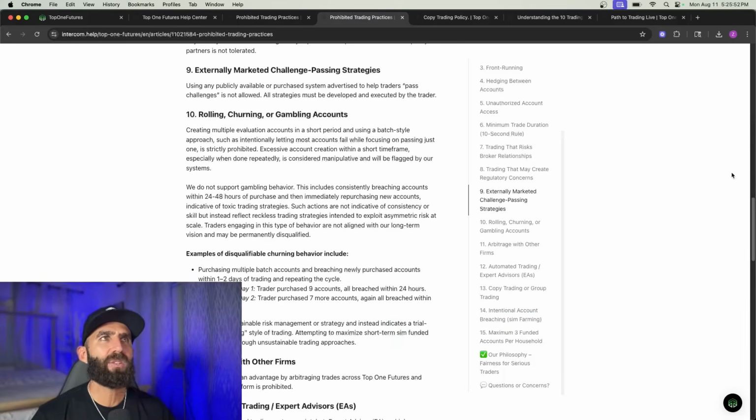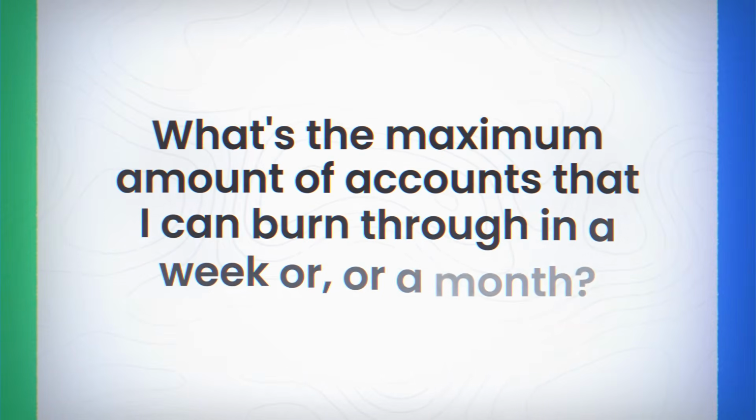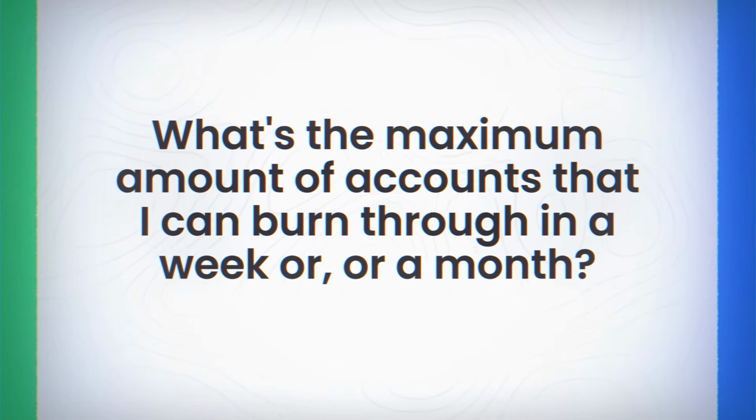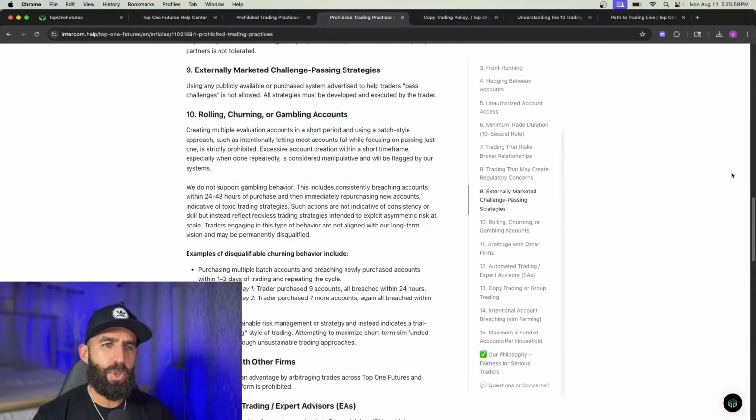If you have to ask what's the maximum amount of accounts that I can burn through in a week or a month, you're probably looking at this the wrong way, right? Again, if you are aggressively blowing through accounts on tilt, you got to slow down, man. You got to take it easy. If you are attempting to run the game here, it's not going to go well for you.